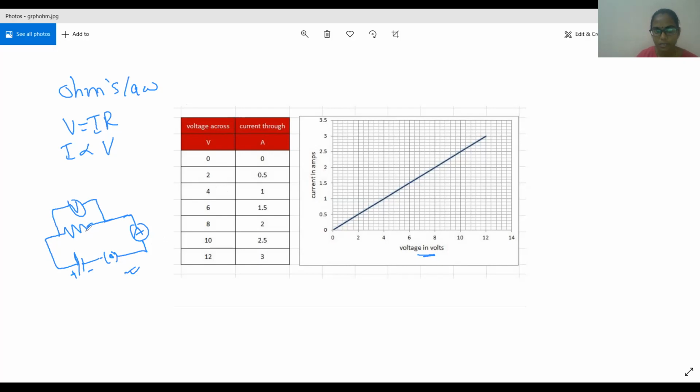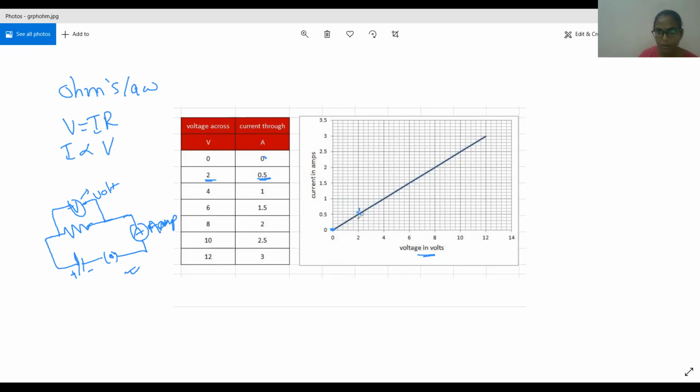In the rheostat, we adjust the voltage. When the voltage is 0, the current is also 0, because they are proportional. Again, if you increase the voltage to 2 volts, you see the current flowing in the circuit. In the ammeter you can see how much current is coming in, in amperes. When the voltage across is 2, we get a current of 0.5.